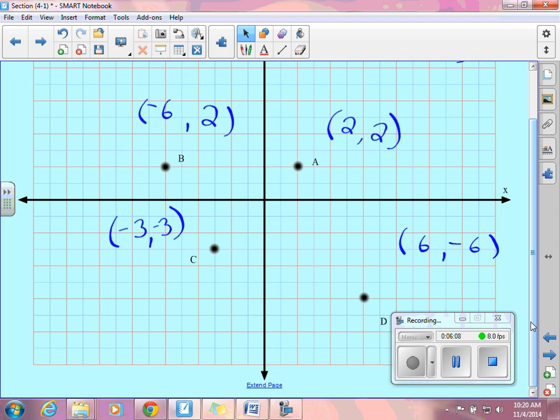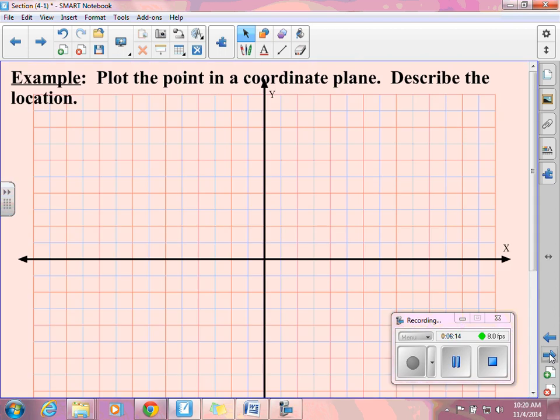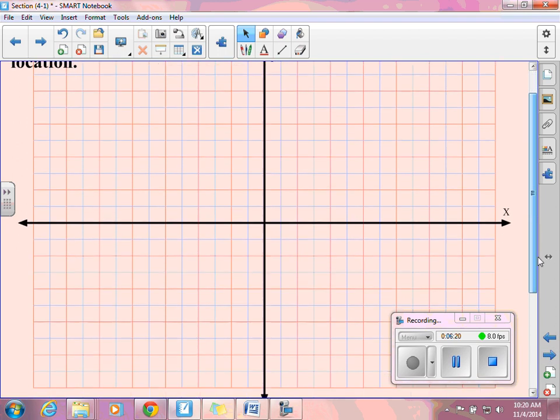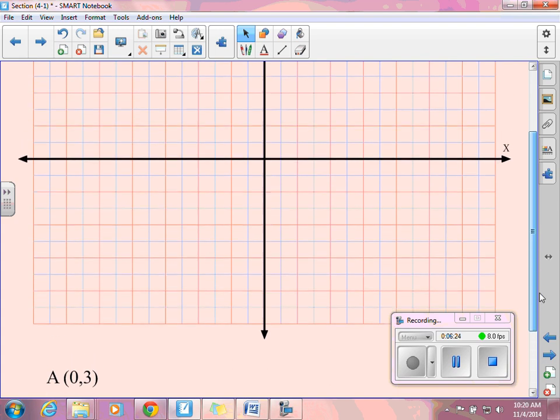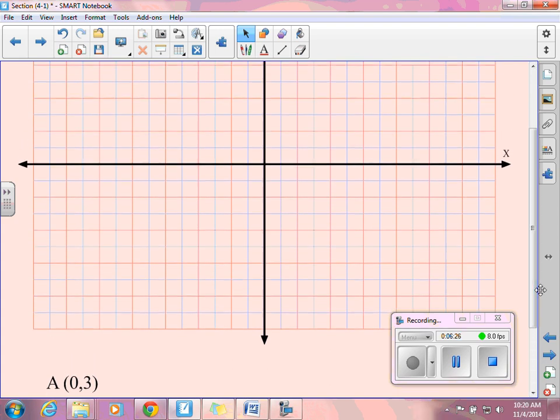All right, let's go to the next slide then. We're going to plot the point in a coordinate plane, and we're going to describe the location. So first of all, you'll notice at the bottom, I've got A, B, and C. Let's take a look at A. It's 0, 3. So I'm going to go ahead and graph it, and I'm going to label it A. Now, where is that located? It's the y-axis.